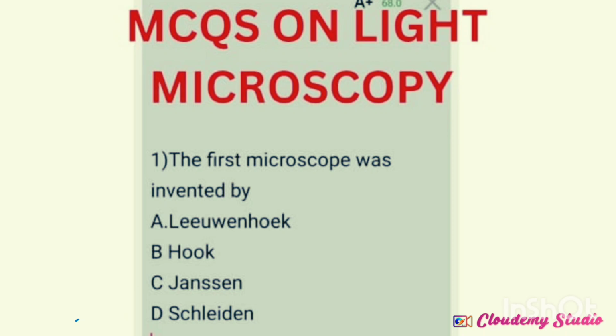First MCQ: the first microscope was invented by option A Leeuwenhoek, option B Hooke, option C Janssen, option D Sheldon. The answer to this MCQ is Janssen. Zacharias Janssen was the first man who invented the compound microscope. Leeuwenhoek invented the simple microscope, and Hooke was the first scientist who used the compound microscope. But the original inventor of the compound microscope is Zacharias Janssen.